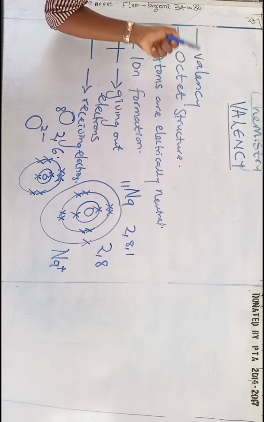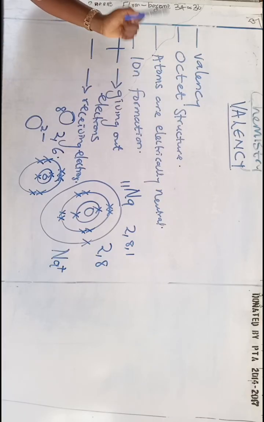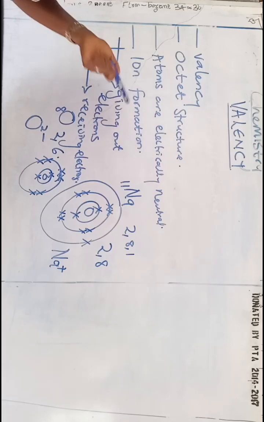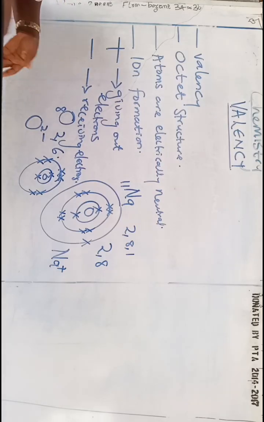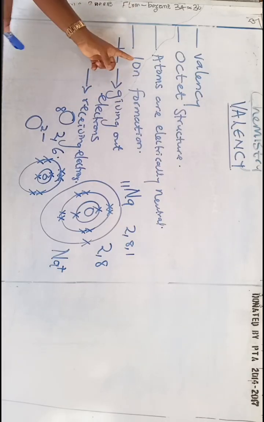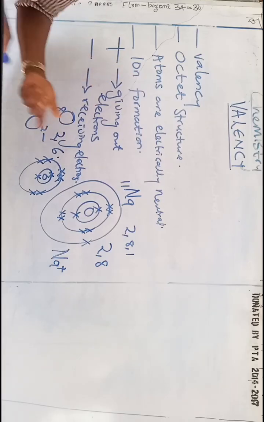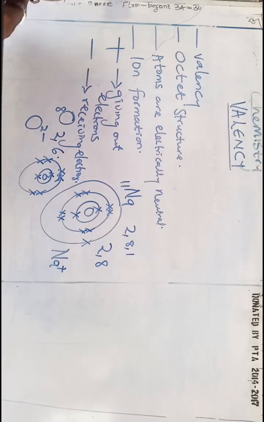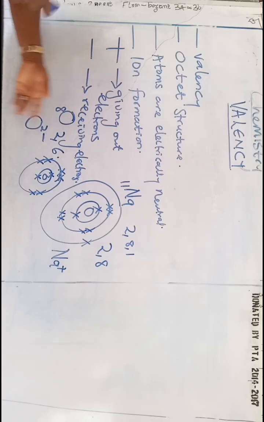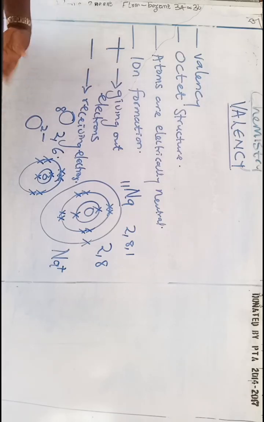So we have been able to talk about valency and octet structure. Atoms are electrically neutral before they either give out or collect electrons. By the time they give out or collect electrons, ions are formed. And that is when we will proceed to bonding. But before we proceed to bonding, we are going to show you how some compounds are formed.